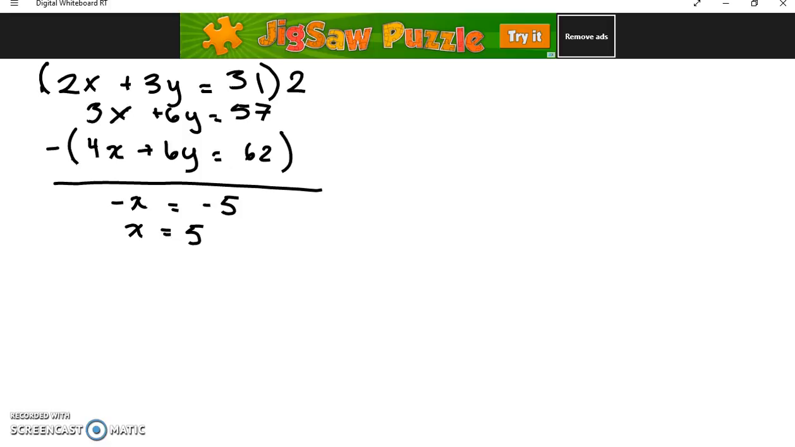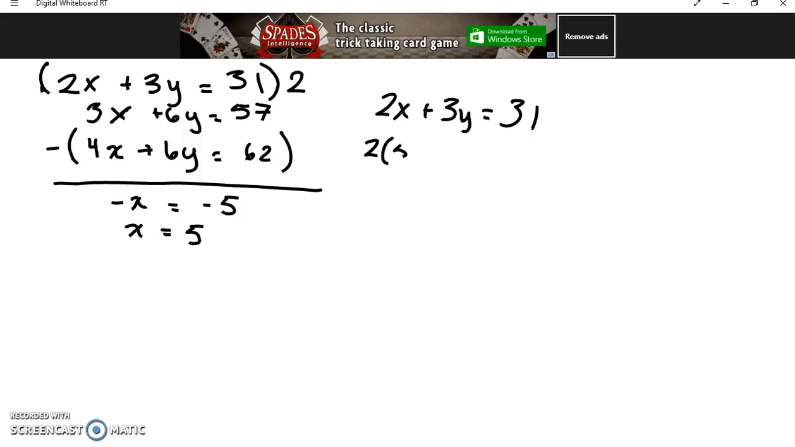Now, once I have my x value, my next thing I need to do is solve for y. So I'm going to go back to my original equation. So I've got 2x plus 3y equals 31. Those numbers are just a little nicer, so I'm going to use those. So I'm going to plug in my x value, which is going to be 5. So anywhere I see that x, I'm plugging in the value of 5 instead.